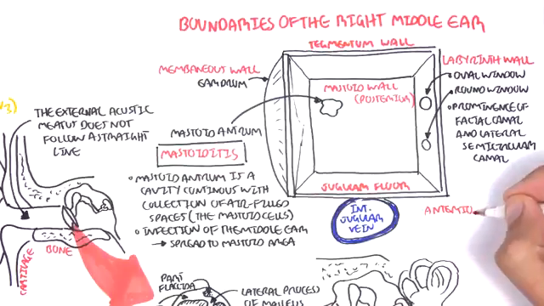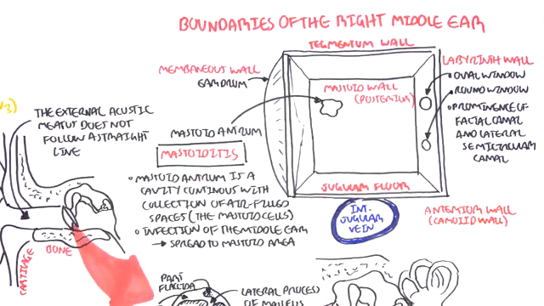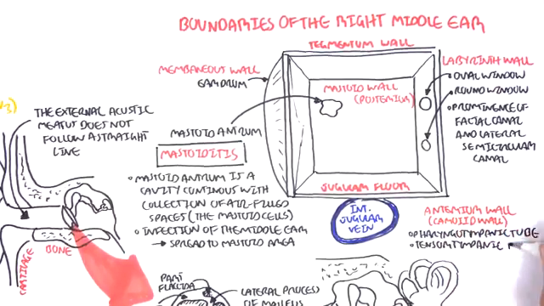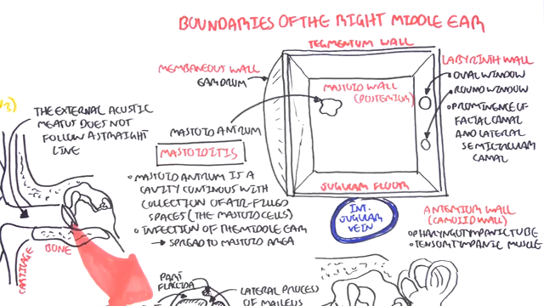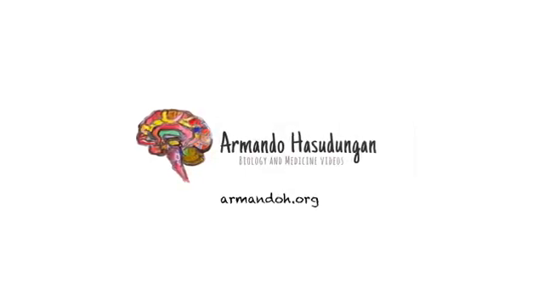The anterior wall of the middle ear is known as the carotid wall, and here we can find the pharyngotympanic tube and tensor tympani muscle run their course. So that was it, I guess, on the middle ear and the external ear. If you haven't watched the other video on the anatomy of the ear overview, please watch that. Thank you.